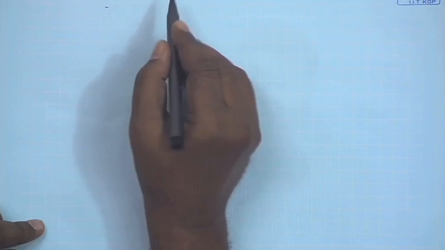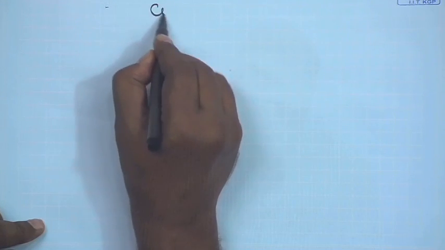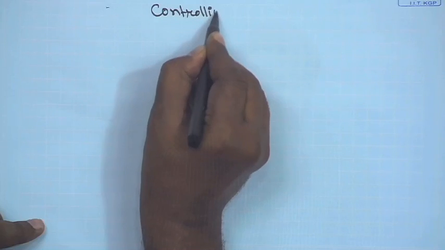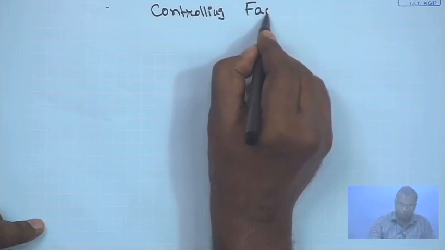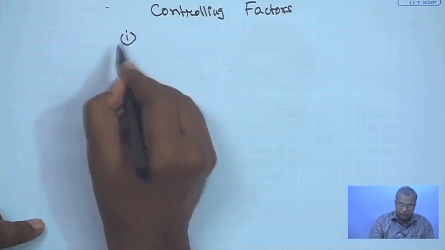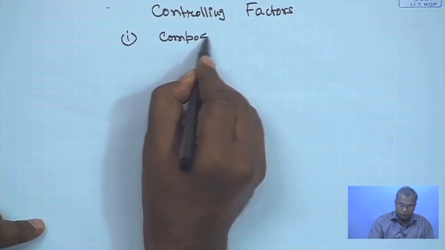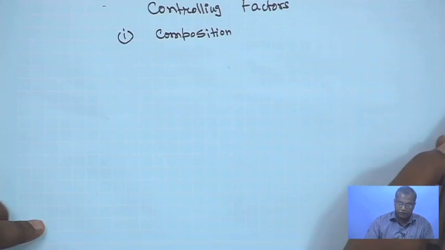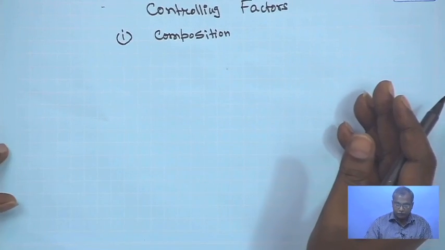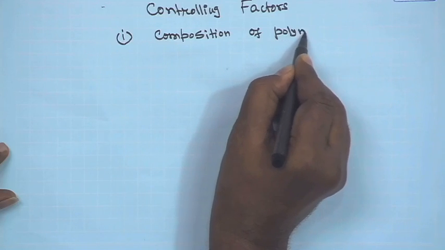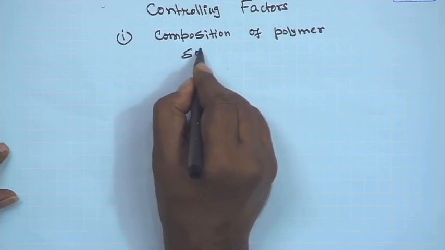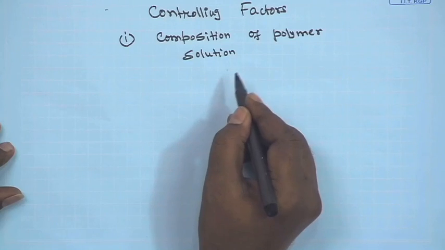the membrane. Hence, let us just tabulate the various controlling factors, which can essentially control the membrane pore size. First factor is composition of polymer. If you take a 10% polymer solution, then you will land up with a particular membrane. If you take 20%, it will probably be a denser polymer matrix. So, composition of polymer solution, basically I am talking about the composition of the casting solution.